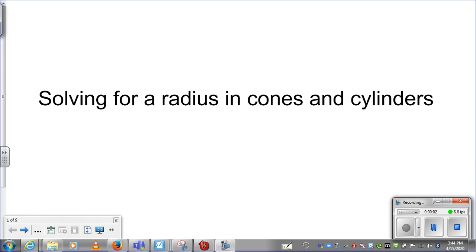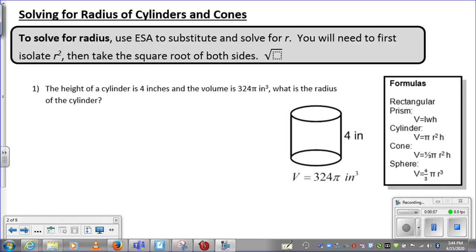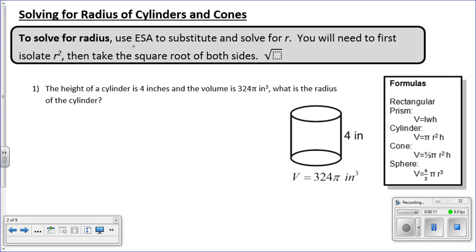Hello, in this lesson we will be solving for a radius in cones and cylinders. To solve for a radius, you're basically going to use the same process that we were using in our previous lesson, which is to use ESA and solve for r. The one thing you're going to need to know is that you will have to isolate the r squared first, and then we will be taking the square root of both sides.